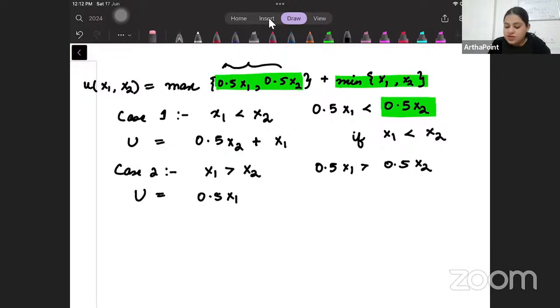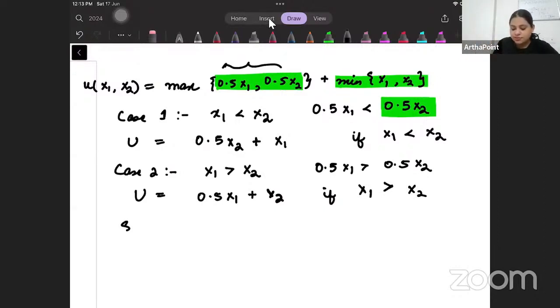And out of the two, what is the min value? The min value will be x2. This is if x1 is greater than x2. Then you can go ahead and take some values.